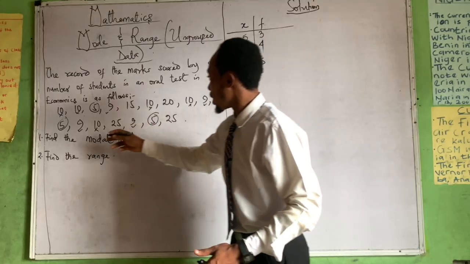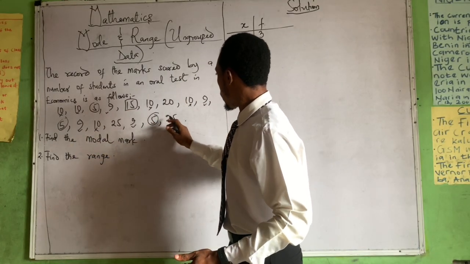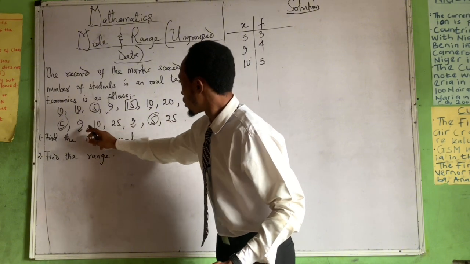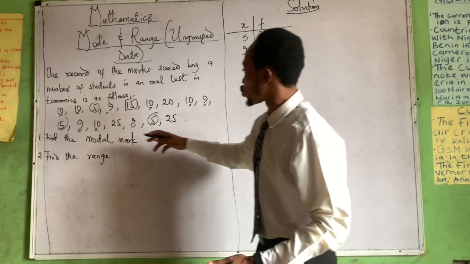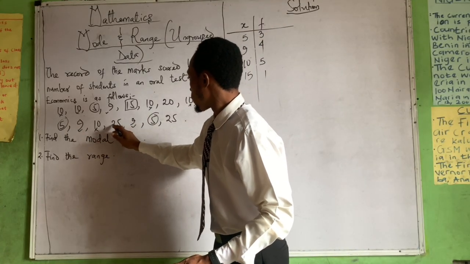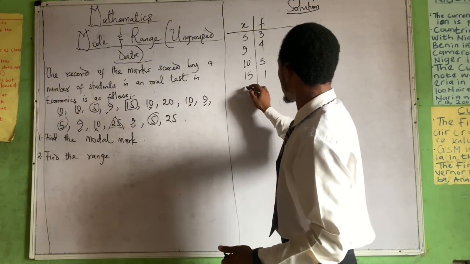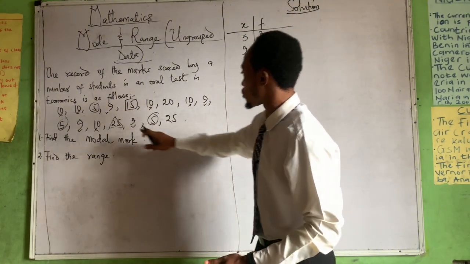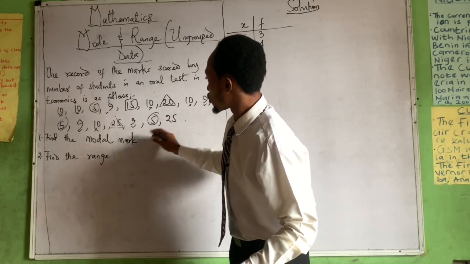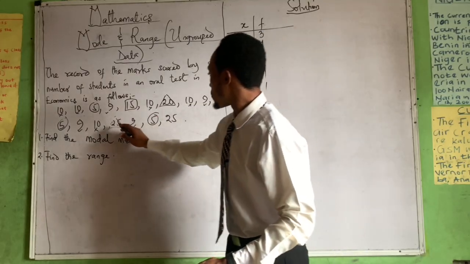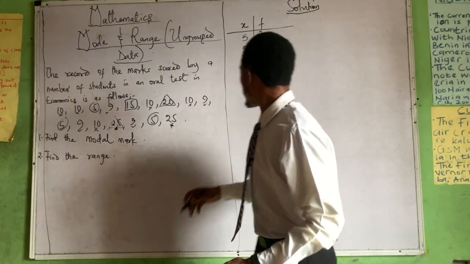The next one is 15. Let me just use a box. 15 occurs once. How many times does 25 occur? Let me use a triangle. Oh, I still have 20. Sorry, I have 20, then I have 25. So before 25, 20 occurs just once. Then 25: 1, 2. 25 occurs 2 times.